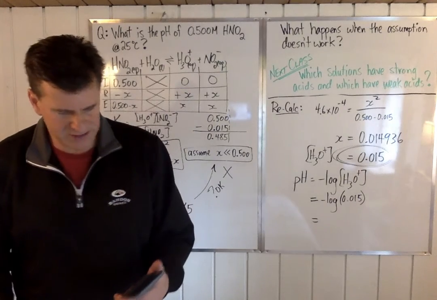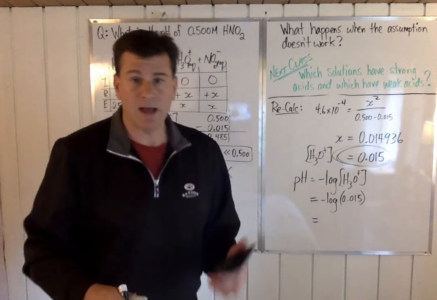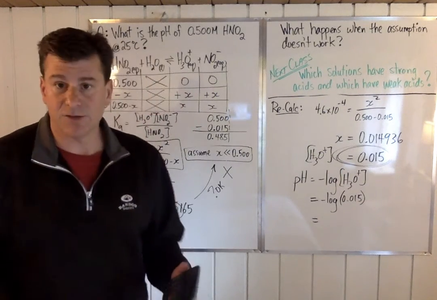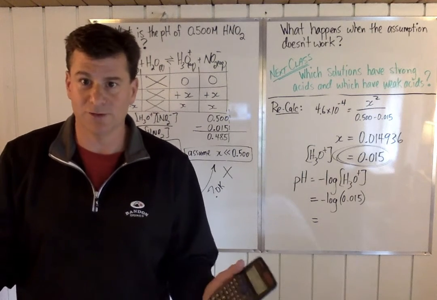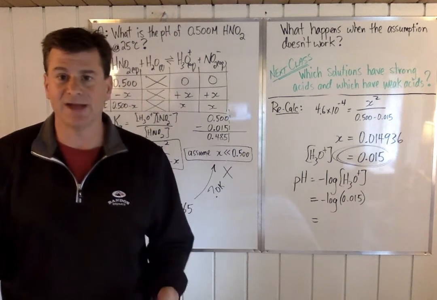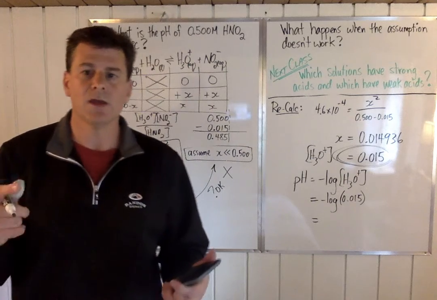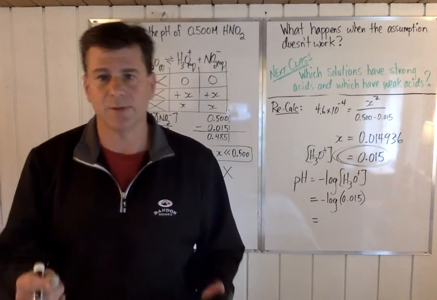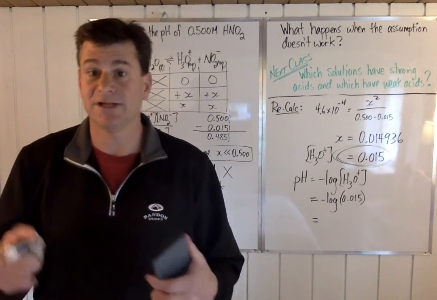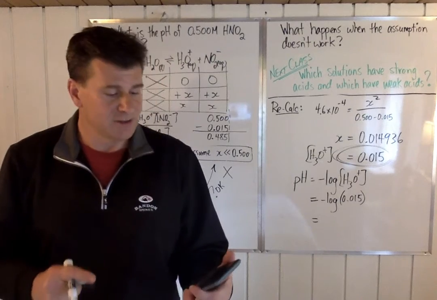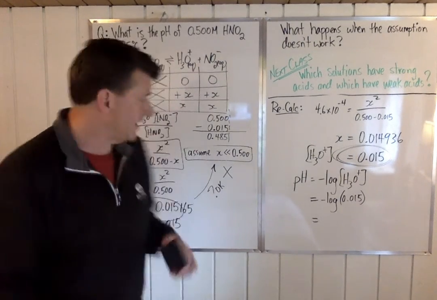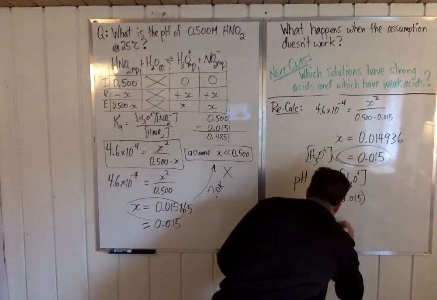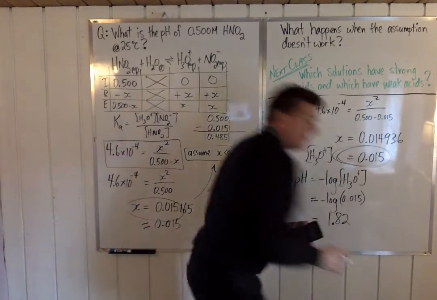The negative log of 0.015 is 1.82. So how many sig figs do I get? The concentration is 0.015. That's still old school sig fig rules from Chem 11, so that is 2 sig figs. On the pH, numbers before the decimal don't count. Digits after the decimal do count. So in 1.82, the 1 doesn't count. I get the 8, I get the 2. The pH is 1.82.